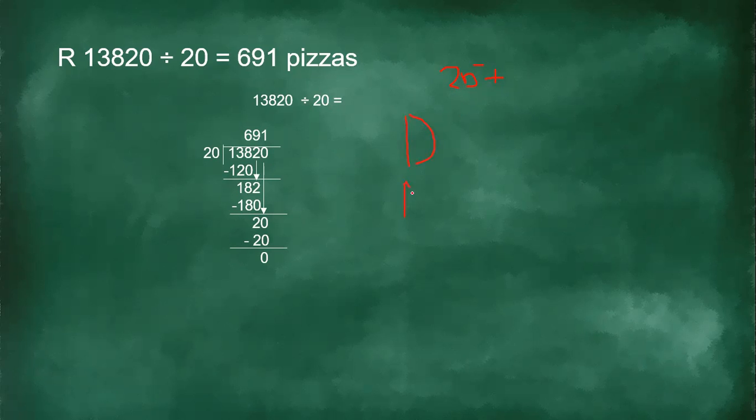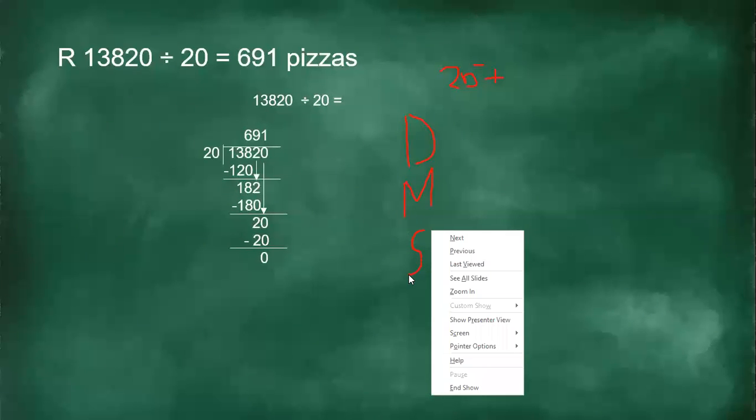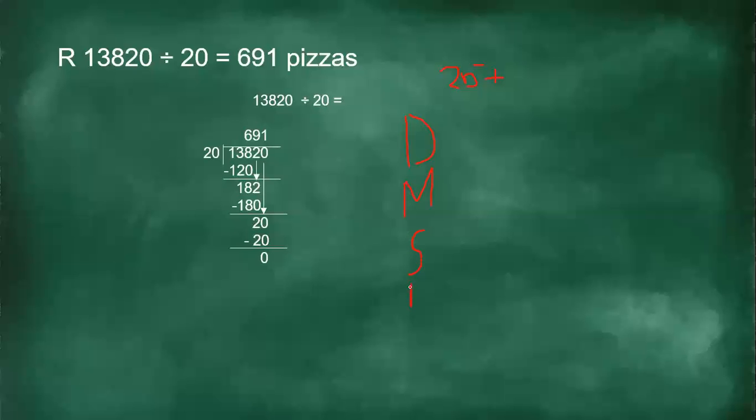multiplying, subtracting, and bringing down. Divide, multiply, subtract, bring down. Divide, multiply, subtract, bring down. That's the method that we use. Always. That's the method that we use.